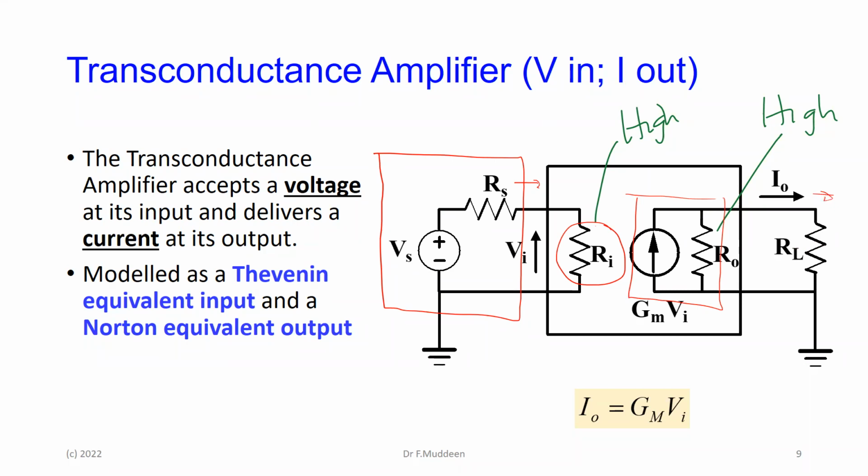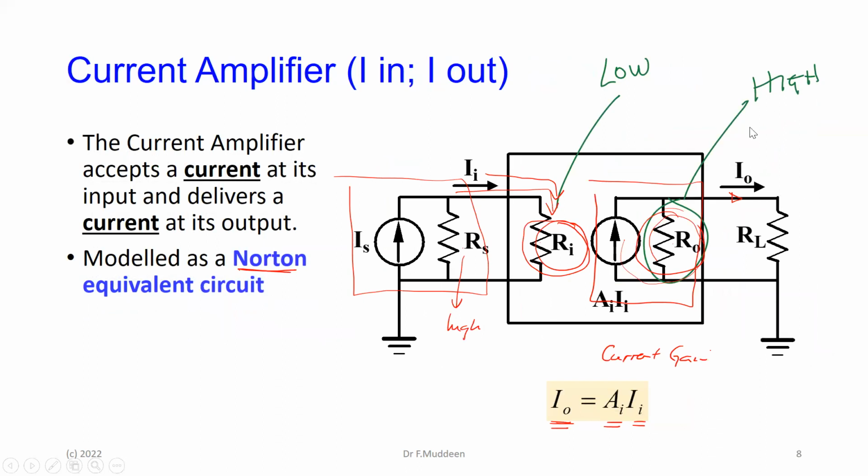Right, back to that question. Why would you want the opposite for the current amplifier? Low input impedance and high output. Remember what a current amplifier is doing, right?